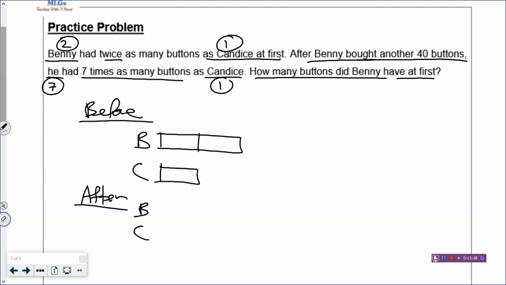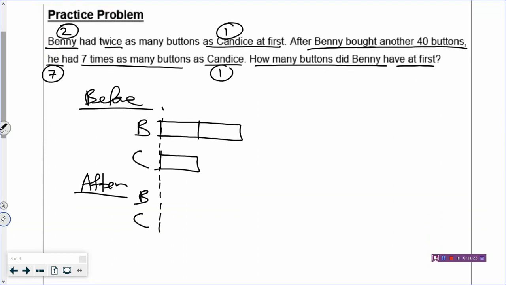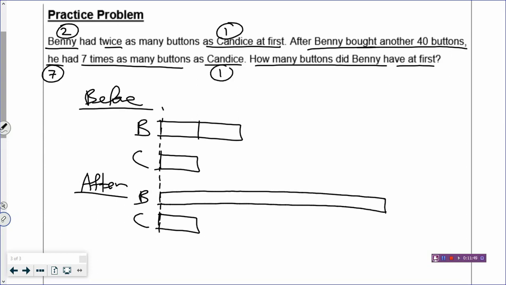After Benny bought another 40, then how do you draw the after? Now, when you draw the after, remember to start at the same dotted line. So after Benny bought another 40, now he has 7 times as many as Candice. So Candice is still unchanged, right? So you always start with the group that's unchanged. You always draw the model for the group that's unchanged first. So Candice has 1 box, and Benny will have 7 boxes. So you have 1 box for Candice, and then you draw slightly longer for Benny. So you have 1, 2, 3, 4, 5, 6, and 7. So 7 boxes.